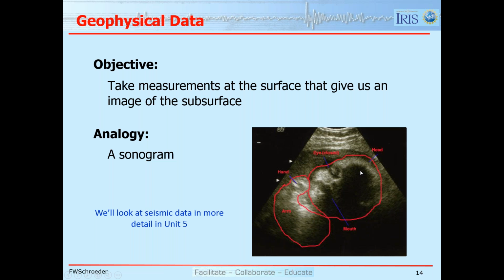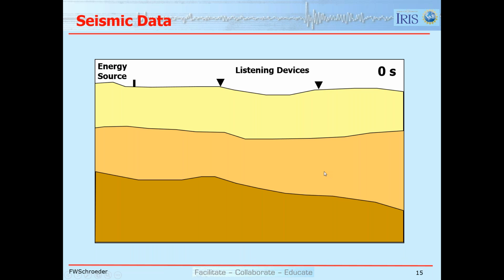And they collect this by sending sound waves down into the woman's body. It reflects and comes up, and they have detectors. And by looking at the sound that goes down, comes back up, they put together images that help them understand how the baby is developing. Well, we do similar things with surface seismic. So with surface seismic, we're going to have an energy source at the surface, and then we're going to have listening devices, and we'll have layering beneath us, sedimentary layering.